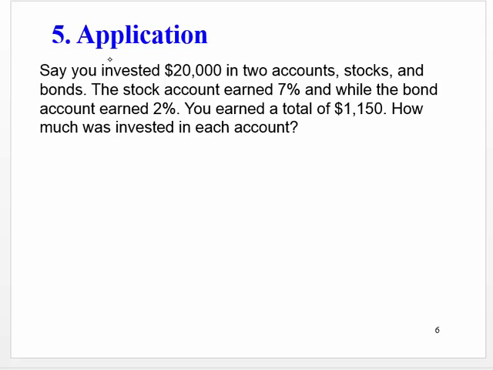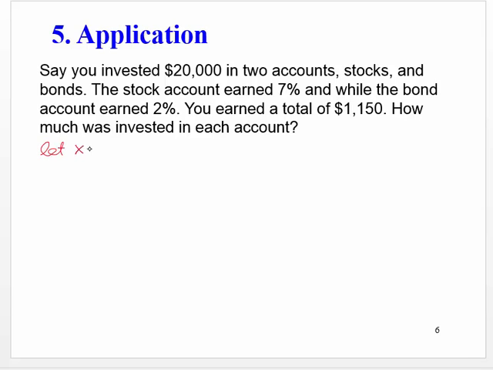Part 5 is an application. Say you invested $20,000 in 2 accounts, stocks and bonds. The stock account turned out that it earned 7%, while the bond earned 2% in this particular year. You had a total of this amount that you earned. How much was invested in each?